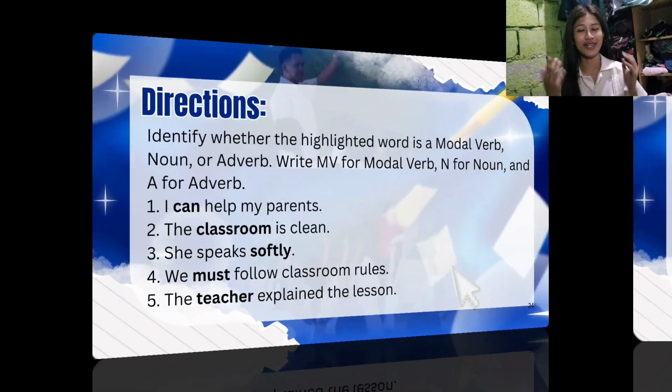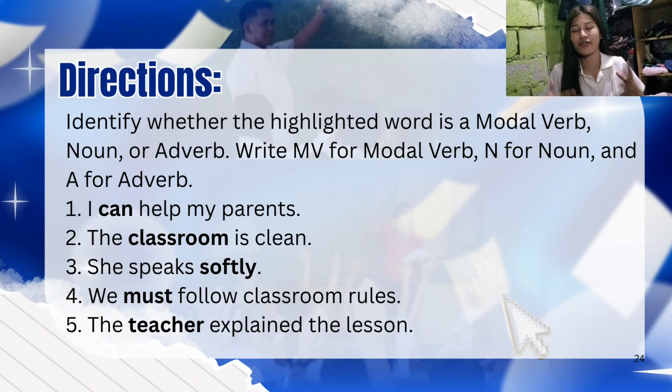Now, move on to another activity. Did you like the one that we made? Okay, now let's add another activity. So the direction for this is you need to identify whether the highlighted word is a modal verb, a noun, or an adverb. So we can write MV for modal verb, N for noun, and A for adverb.